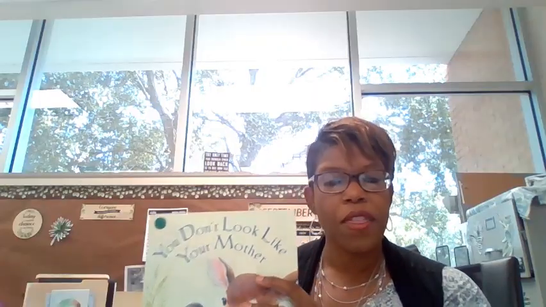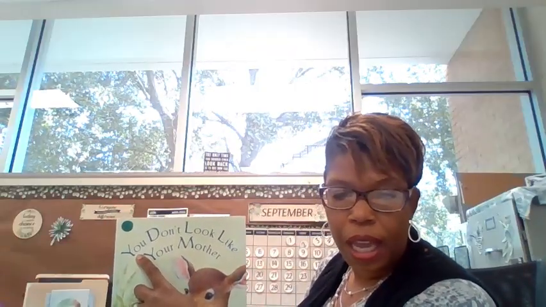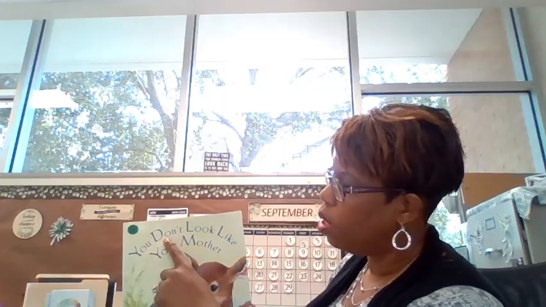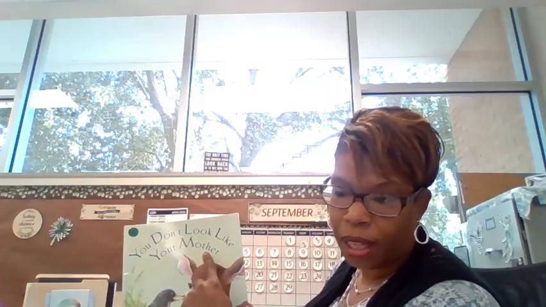Okay, so you all told me that this part of the book is what again? This is the front cover. On the front cover, I can find the title of the book. The title of the book is always on the front cover. So I'm going to point to the title, and I want you all to follow along with me as I read the title. The title is, read with me, You Don't Look Like Your Mother.